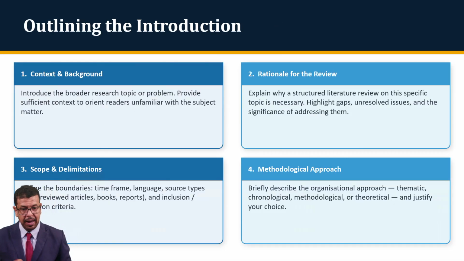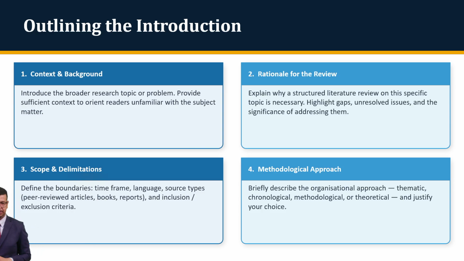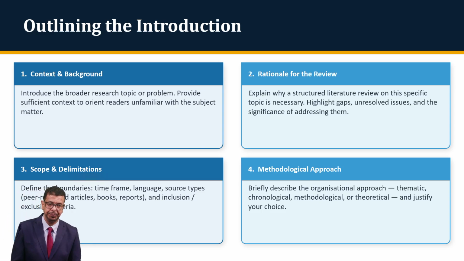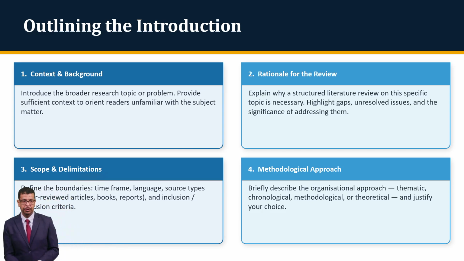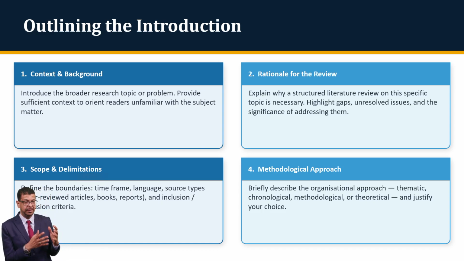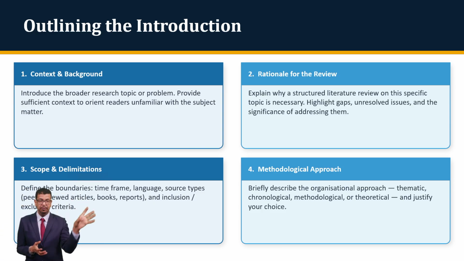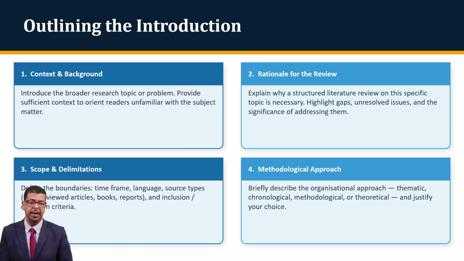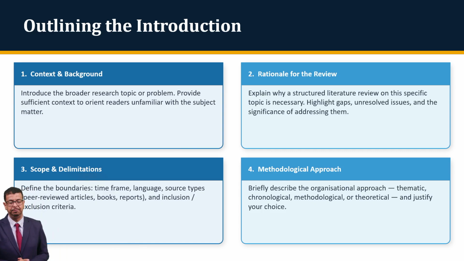Now let's see the outline of the literature review chapter. You have to start with the context and background by introducing the broader research topic or problem. Provide sufficient context to orient readers unfamiliar with your subject. Then you have to provide a rationale for the review, explaining why this structured review on this specific topic is important. Here you have to highlight the gaps, unresolved issues, and the significance of addressing them.